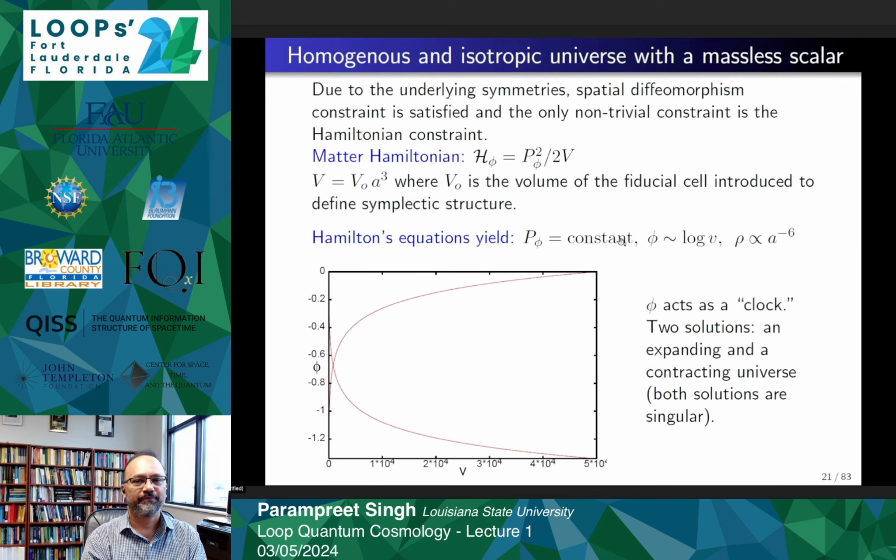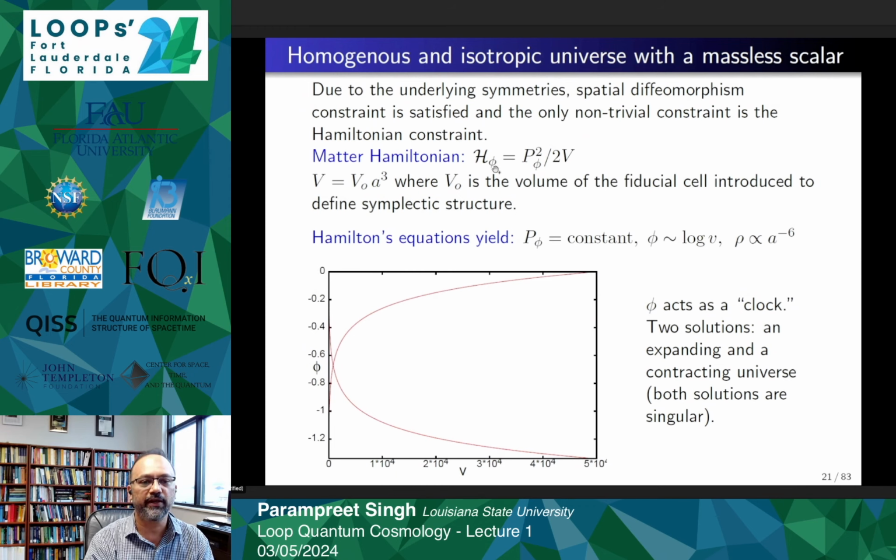Okay, so let's take a massless scalar field. I'm going to go to a specific model now: a homogeneous and isotropic universe with a massless scalar field. Due to the underlying symmetries of homogeneity and isotropy, the spatial diffeomorphism constraint is satisfied. I'm assuming here that all of you have attended Christina Giesel's talk and Abhay Ashtekar's lectures, so I'm not going to explain many of these things. I'm going to build on their lectures and speed up on some of them. So the spatial diffeomorphism constraint is satisfied, and the only non-trivial constraint is the Hamiltonian constraint.